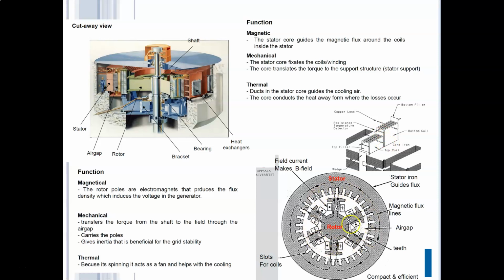Looking from above here, we can of course see the rotor and the stator, and these are the magnetic flux lines. So you put in the pole field, and we have magnetic flux lines going from the rotor into the stator over the air gap. Then we have the air gap here between, and of course the teeth, as I already talked about. These are slots for coils, as I mentioned, for the Roebel bars.